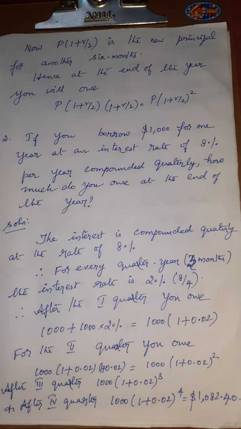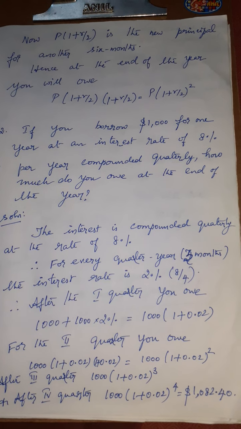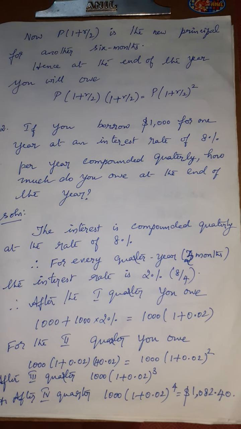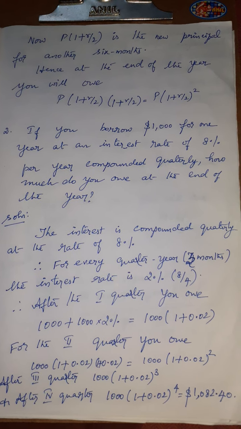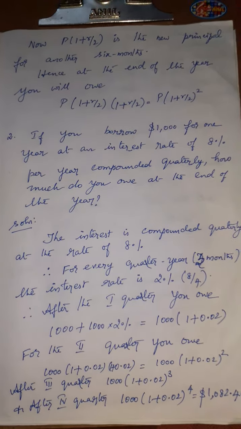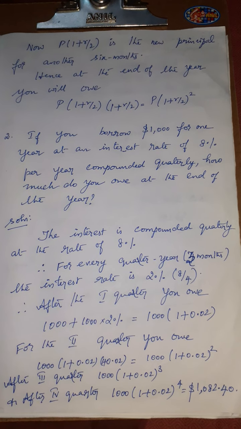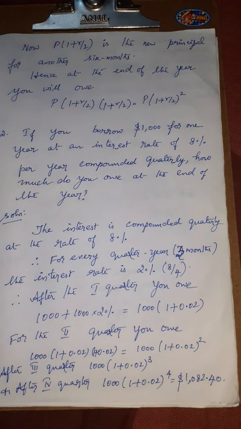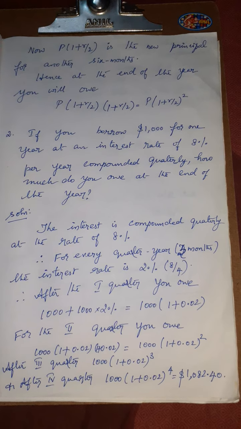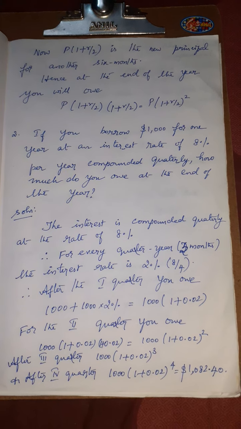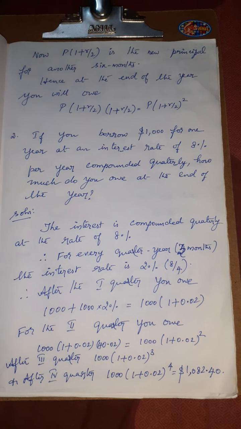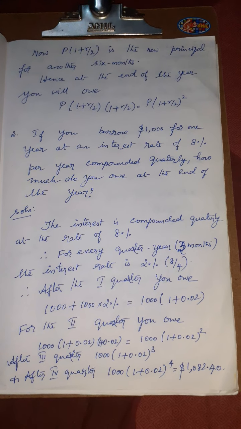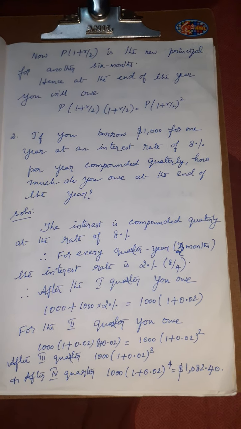The next example: if you borrow $1,000 for one year at the interest rate 8 percent and the interest is compounded quarterly, how much do you owe at the end of the year? Here the interest rate is compounded quarterly. Quarterly means the total number of months, 12, has to be divided by 4. So every 3 months they are accumulating the interest.